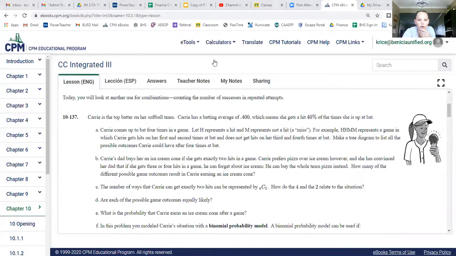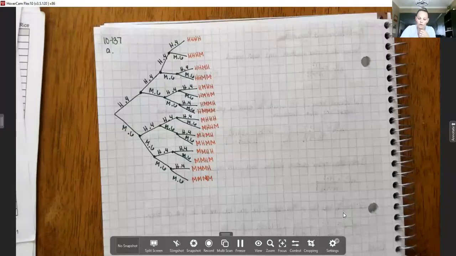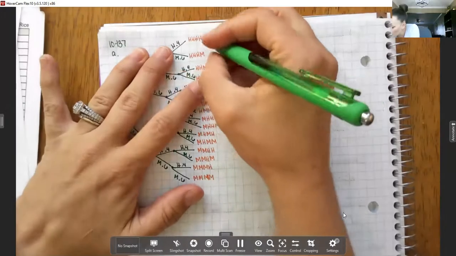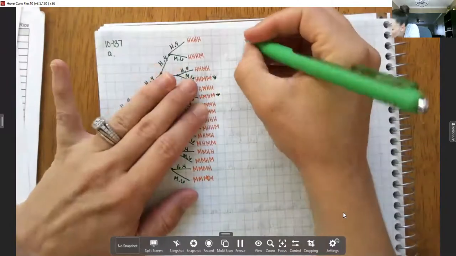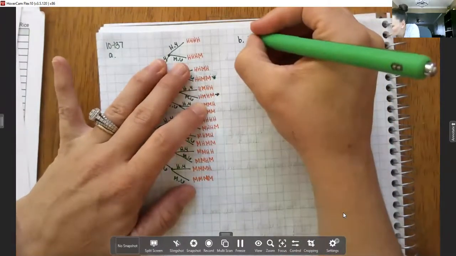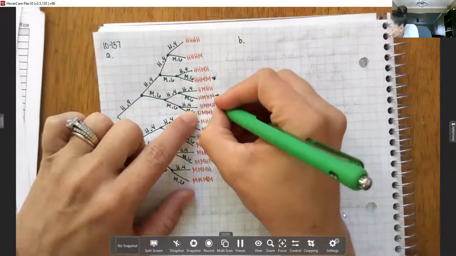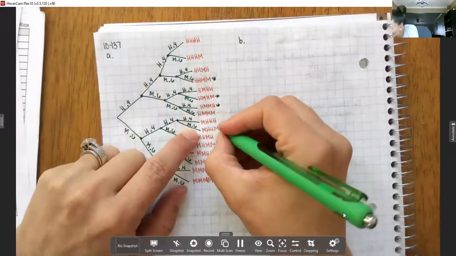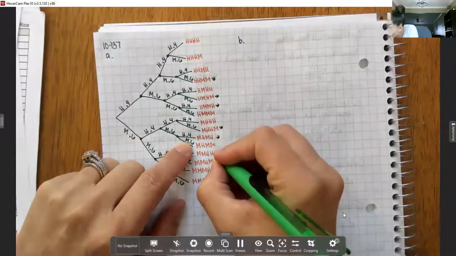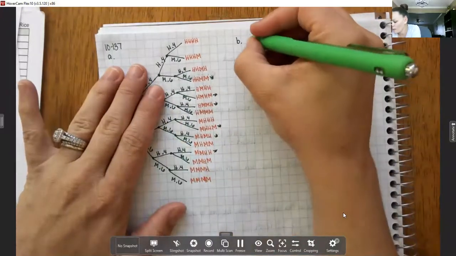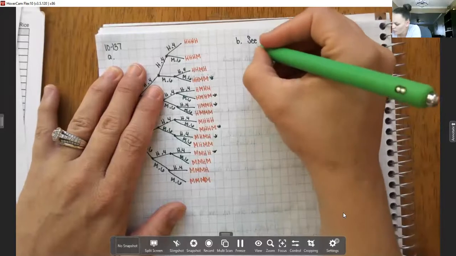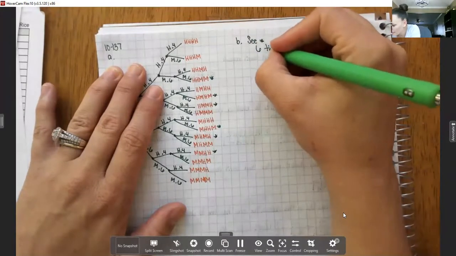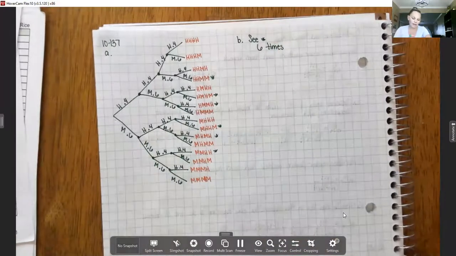So she eats an ice cream cone if she gets exactly 2 hits. I'm just going to go through and mark which ones have exactly 2 hits. This one, this one, this one, that one, that one, that one. I'll put a C star. So it looks like there were 6 times that she had exactly 2 hits.